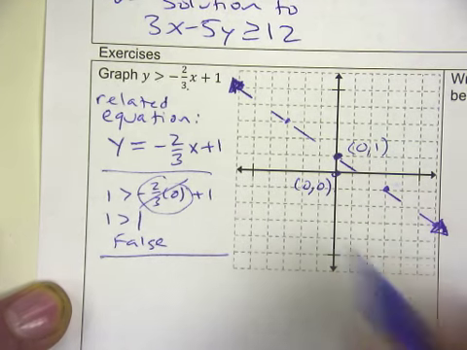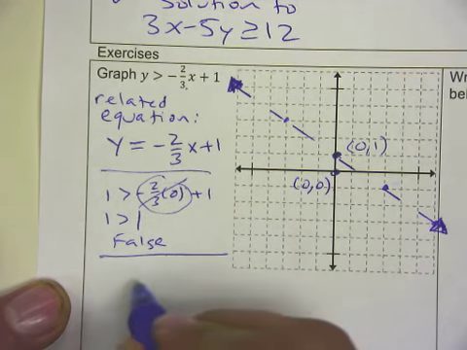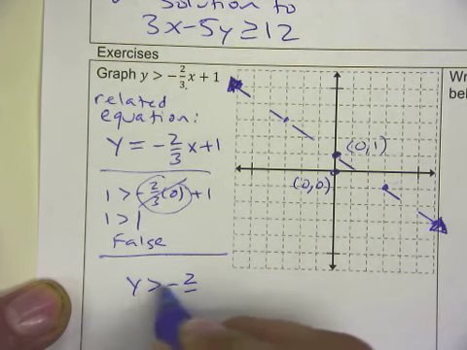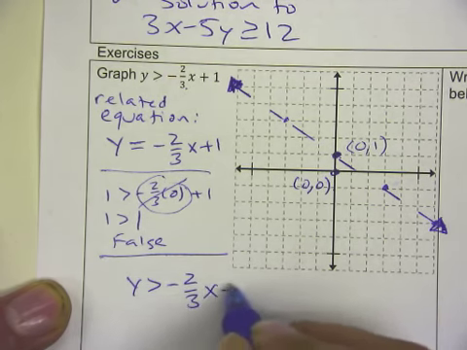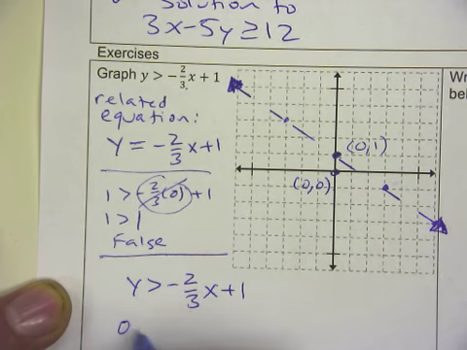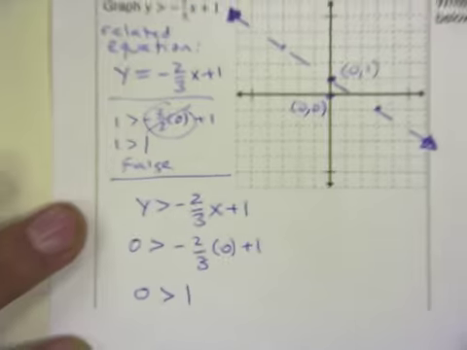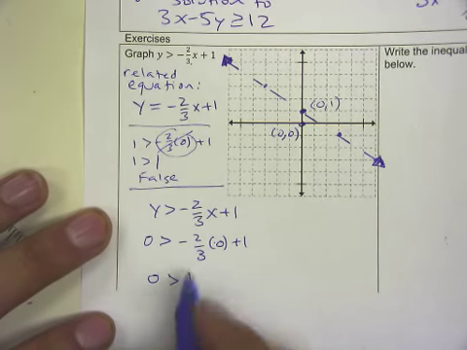So let's see if (0, 0) is a solution to this inequality. My inequality says y has to be greater than negative 2/3 x plus 1. When y becomes 0 and x becomes 0, this inequality says that 0 is greater than 1. Is that true or false? Obviously 0 is not greater than 1.